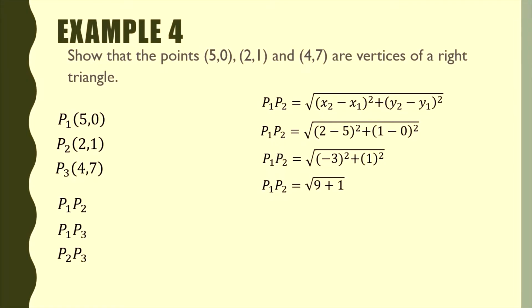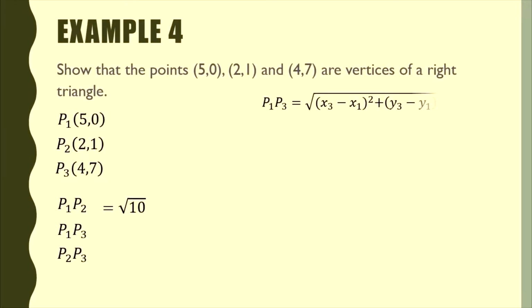And square root of 9 plus 1 basically gives you square root of 10. Therefore, the length of the side from p sub 1 to p sub 2 is square root of 10 units. Now we already have one side of our triangle. So next, let's proceed to the length of the side from p sub 1 to p sub 3.